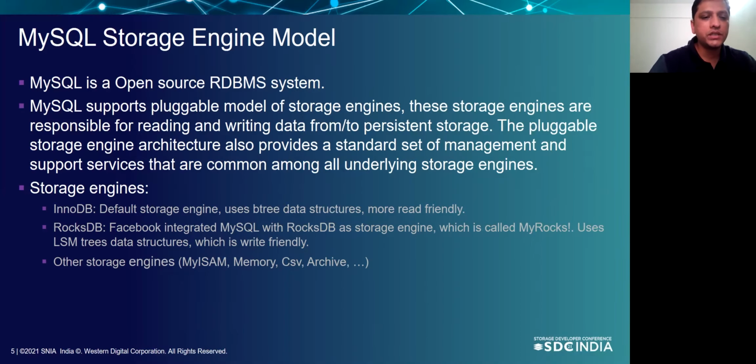Now, the types of storage engines. InnoDB is the default storage engine that MySQL uses. It internally uses B-tree data structures, which is more read-friendly. The second storage engine is the RocksDB storage engine. Facebook integrated MySQL with RocksDB as a storage engine, and this is called MyRocks. RocksDB uses the LSM tree data structure, and this is typically write-friendly. There are other storage engines which MySQL supports, like MyISAM, Memory, CSV, and Archive. But we are going to look mainly at the RocksDB storage engine here.